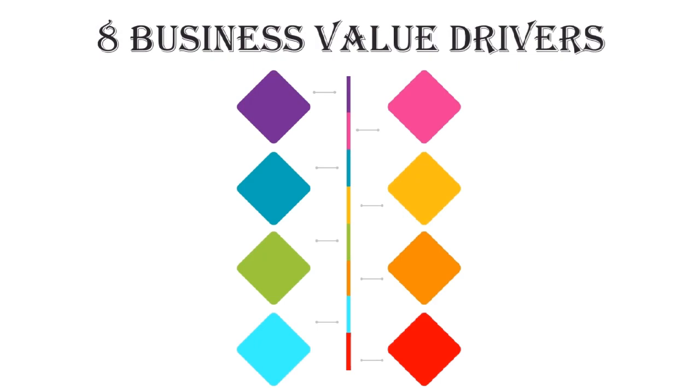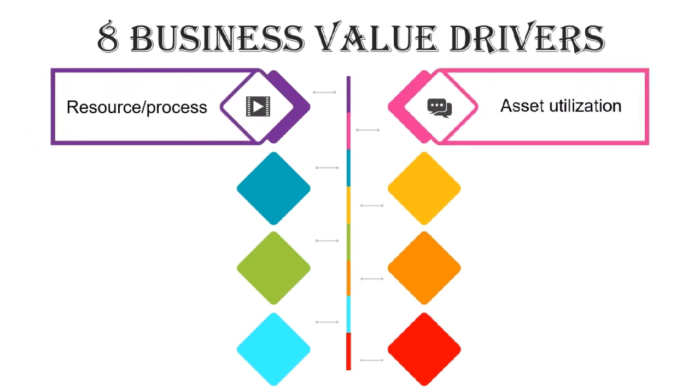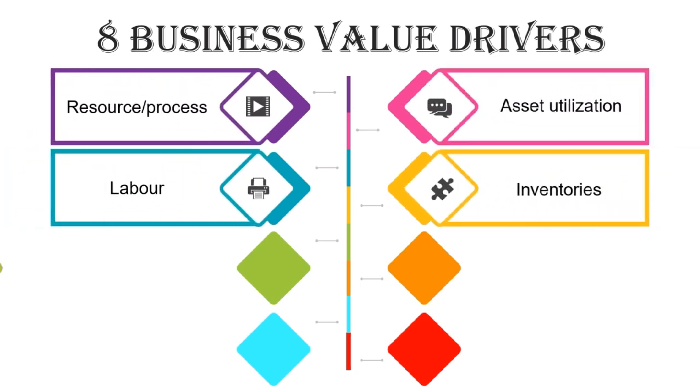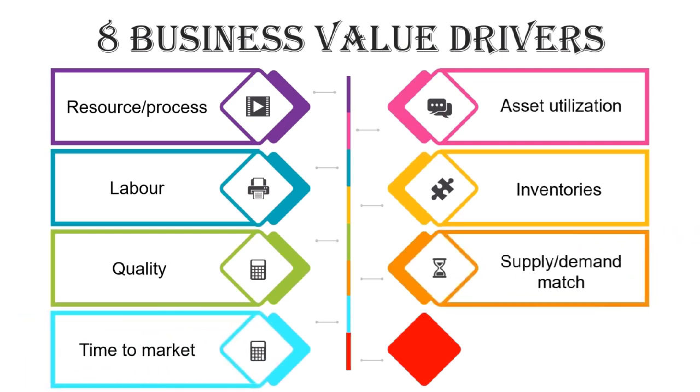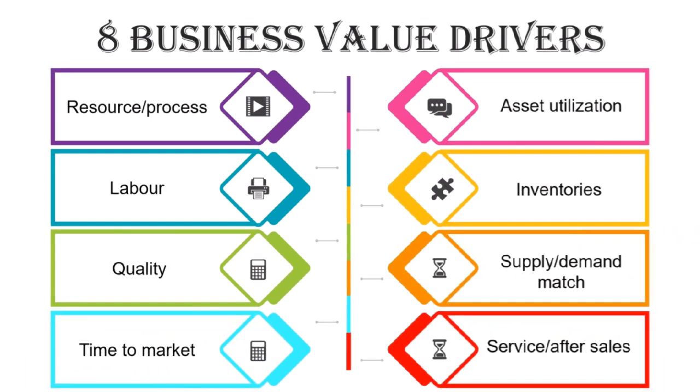As you can see here, there are 8 business value drivers which have 26 levers that can help the manufacturing industry in Industrial Revolution 4.0. The first one, we have resources or process, asset utilization, labor, inventories, quality, supply or demand match, time to market, and service or after sales. All of them can change the way that manufactured goods are planned, designed, made, and repaired.